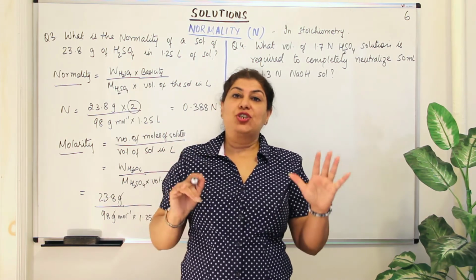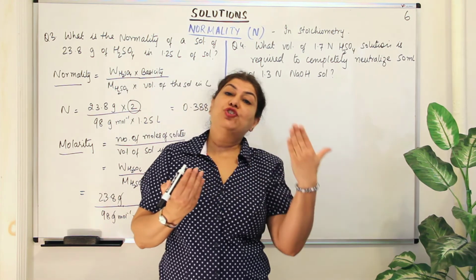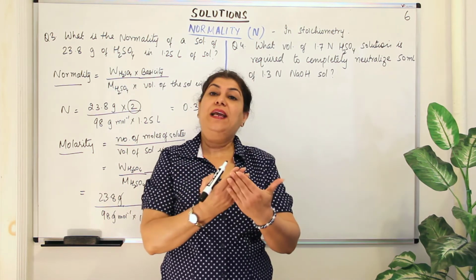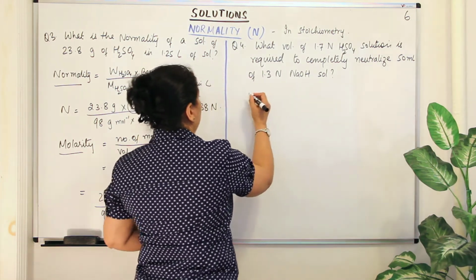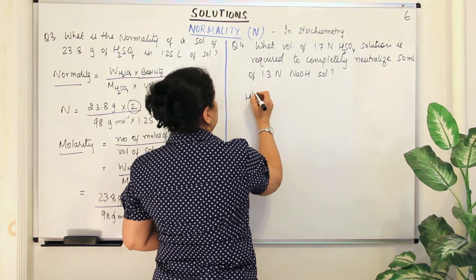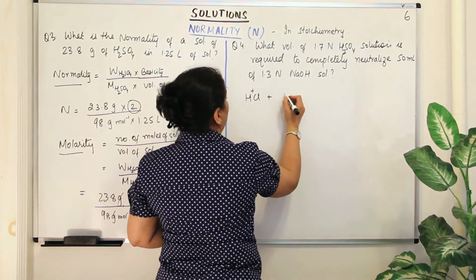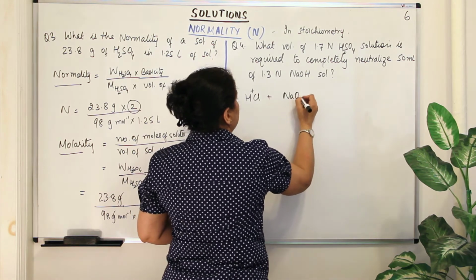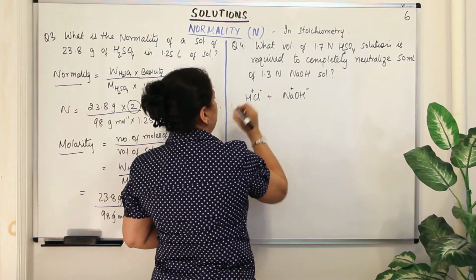For any reaction to take place, for any neutralization to occur, the number of H positives should be equal to OH negative so that they combine and result in the formation of water. Let me just remind you of what neutralization was. Any acid is an acid because of the presence of H positive, let us say HCl. And any base is a base because of the presence of the OH negative, and Na is positive here, Cl is negative.